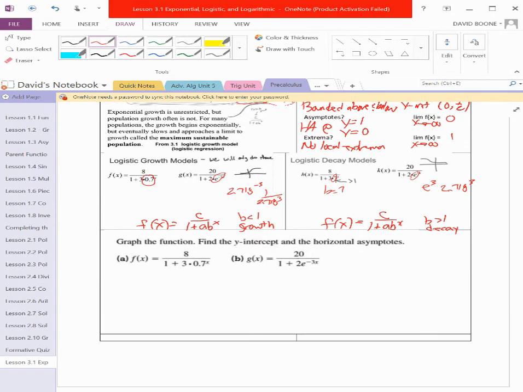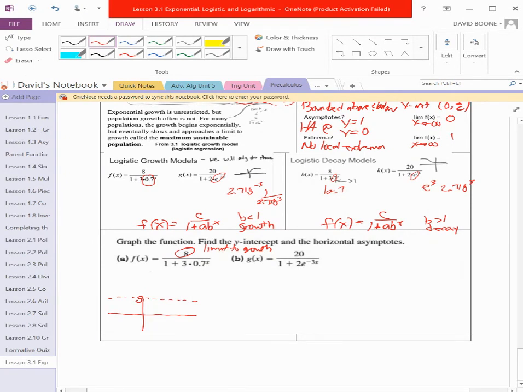But lastly, what I'm going to do is graph these functions, sketch them real quick. And again, realize this is my limit to growth. That's the highest I know that it will get. So if I'm going to sketch this graph, I know that the highest it will go is 8. So let's find the y-intercept for that matter.